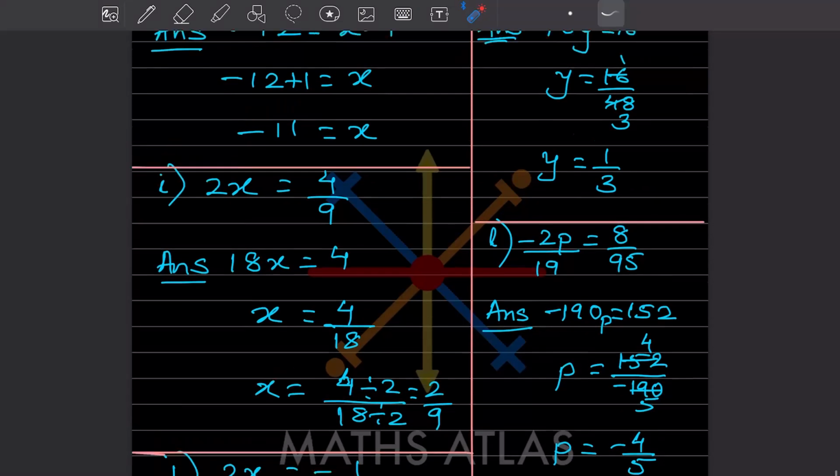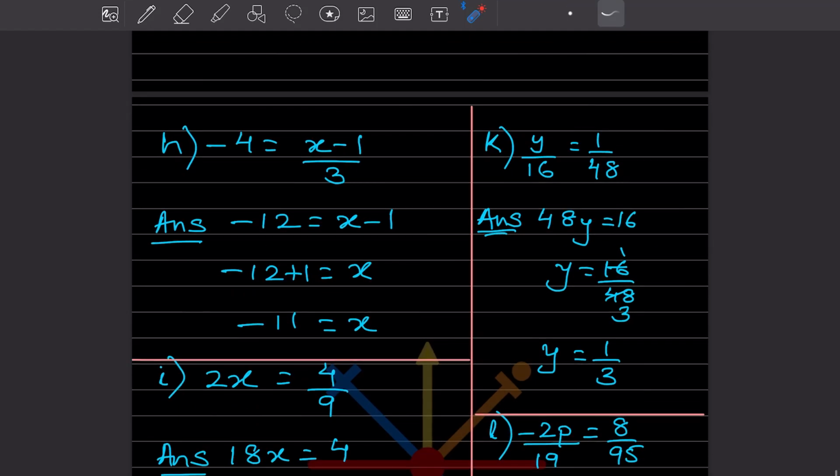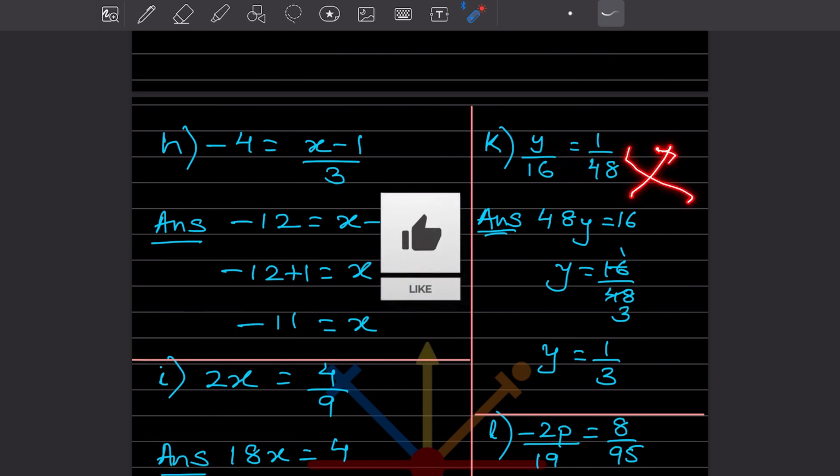So the next problem says that y by 16 is 1 by 48. Again, this also I cross multiplied. So here, 48y is, this 16 will go here, so that is going to be 16. So be careful of this 16: it goes off when you cross multiply. This will go here. So now see the cross, like this. So now 48y is 16.